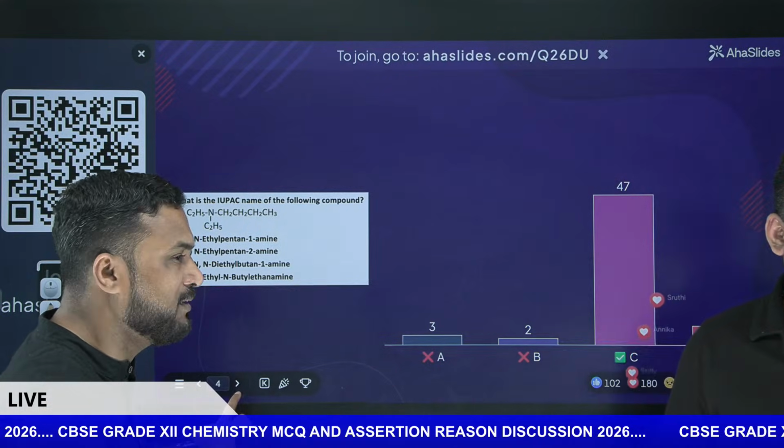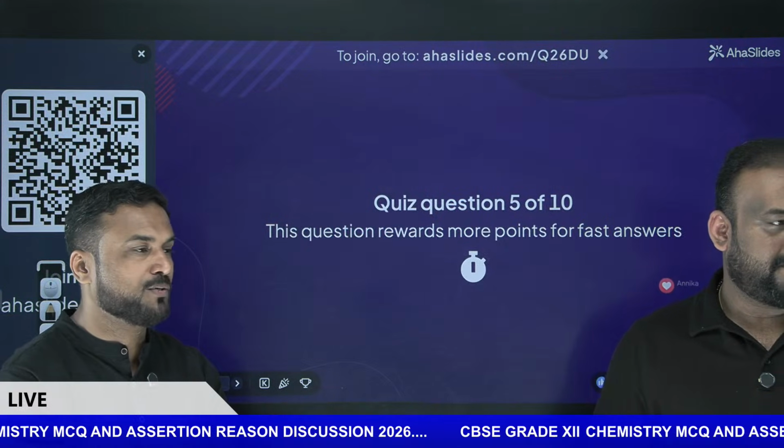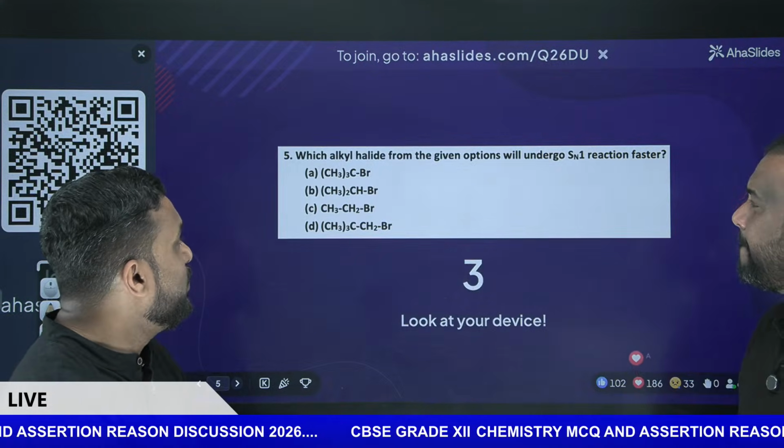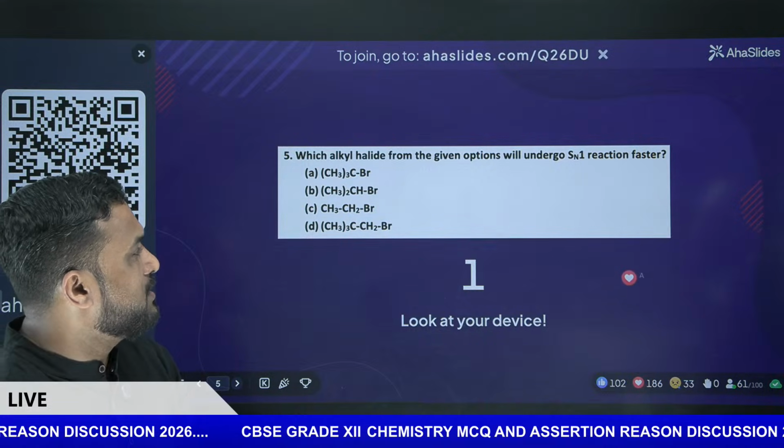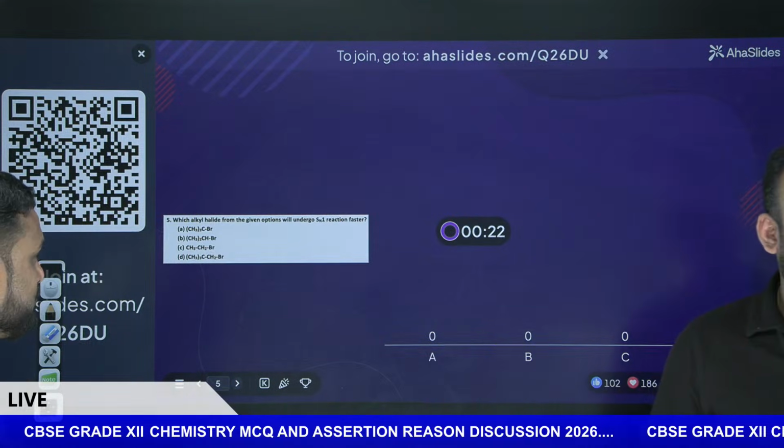We will go to the fifth one. Question number 5. See, here is the fifth question. Read the question carefully. Which alkyl halide from the given options will undergo SN1 reaction faster? Read, it is SN1.